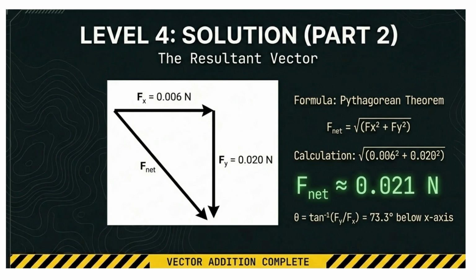Finally, we determine the direction. By taking the inverse tangent of the vertical force over the horizontal force, we find an angle of 73.3 degrees. Because the vertical component is pulling downward, our final vector is oriented 73.3 degrees below the positive x-axis. Vector addition is now complete.